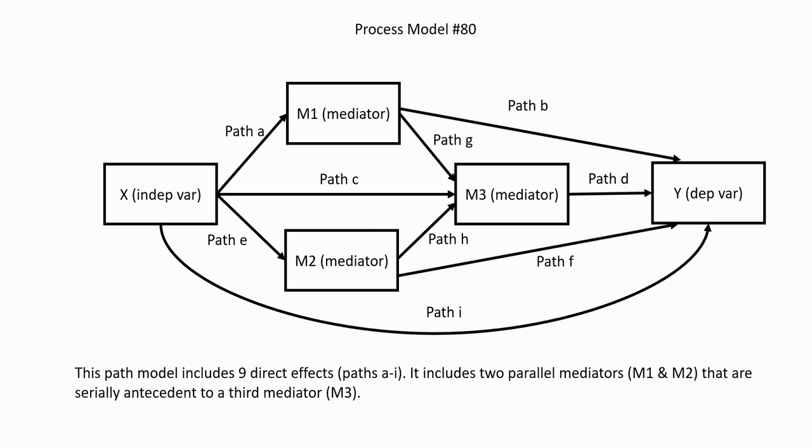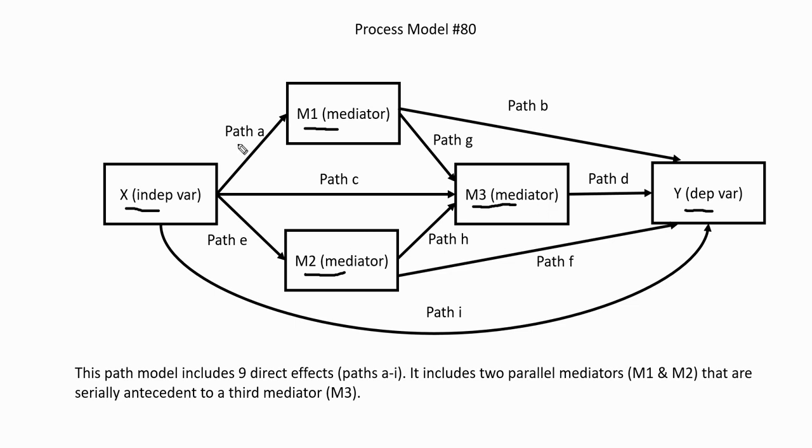So let's go ahead and begin just by considering the model itself. In this model, we have variable X, our independent variable, predicting variable Y right here. However, we have several mediators within the model. You'll notice that we have mediator 1 and mediator 2 right here. These are essentially being treated as parallel mediators, and then we also have a third mediator in the model, and this mediator follows from mediator 1 and mediator 2. So basically mediator 1 and mediator 2 are serially antecedent to mediator 3, and then from mediator 3 we have a direct effect to Y.